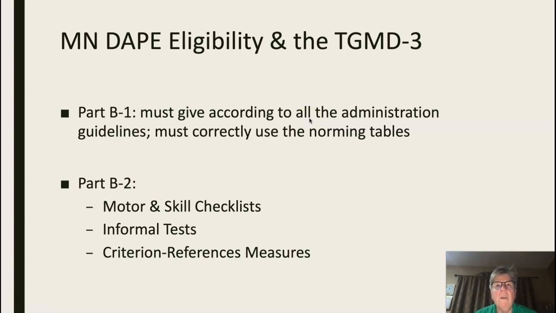You have to use it for the age range that the test was designed for. You have to use the equipment that it's asking you to use for each of the items. You have to give the exact number of trials, the direct demonstration, the practice trial. You have to give everything according to the guidelines provided in the administration manual, so that the norms that you use, the norming tables that you use, are most valid.